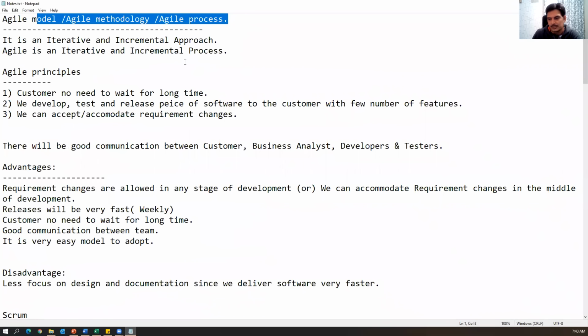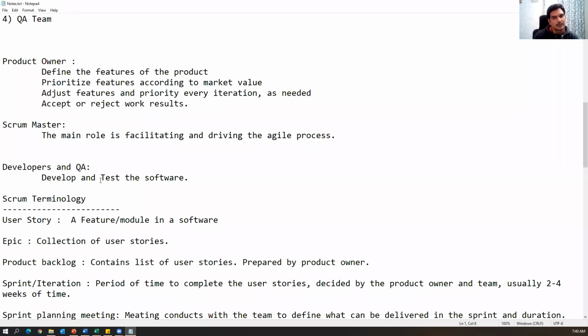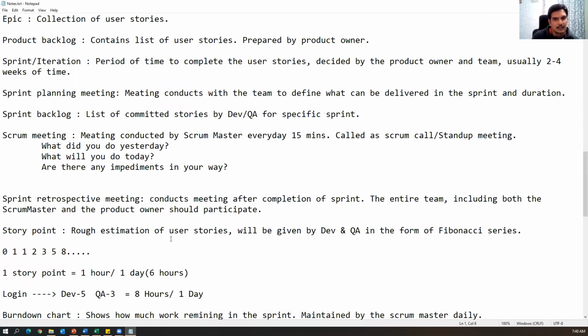So that's it, guys. And in the next session, I'll show you how to work with the Jira tool, how we can organize all these things in Jira, how to create epics, how to create stories, how to create a sprint, how to update the status, how to track the tasks, how to create the tasks. All these things we will see in our Jira tool.